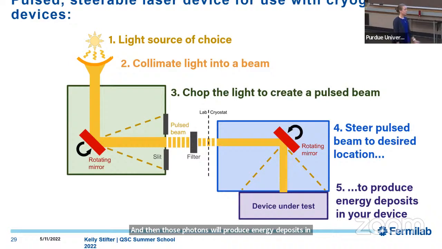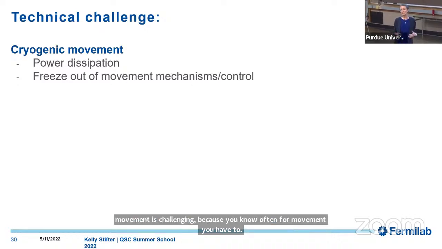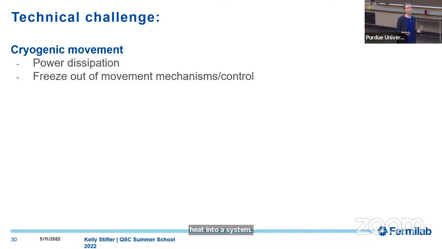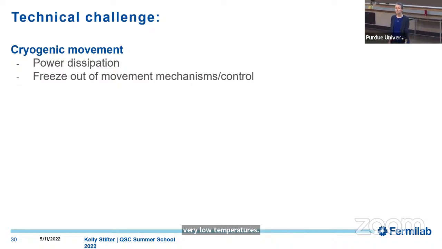So this is very useful, and the concept is all well and good. Of course, it comes with its own set of technical challenges. Chief among them is cryogenic movement. Cryogenic movement is challenging because often for movement you have to put energy into a system. That means putting heat into a system, and so that's not so great if you're running a cryogenic device down at, say, 10 millikelvin. It's also potentially problematic because down at those very low temperatures, you will often freeze out your movement mechanism or your movement control.